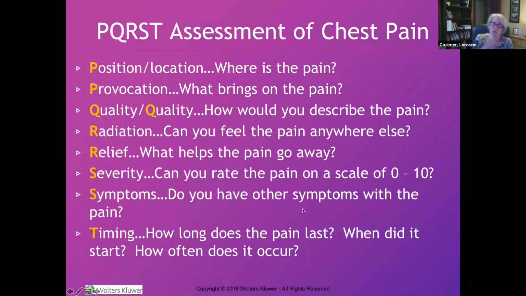So you remember PQRST. Think about that. If there is pain, where is the pain? What brought it on? Oh, I was shoveling the driveway. What does it feel like? An elephant sitting on my chest. Does it radiate up my jaw, down my left arm? What helps the pain go away? Nothing. I took 3 nitro and it's still there. Severity, 0 to 10, of course. And symptoms, what other symptoms?